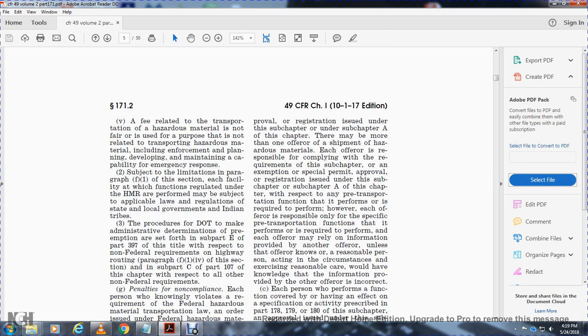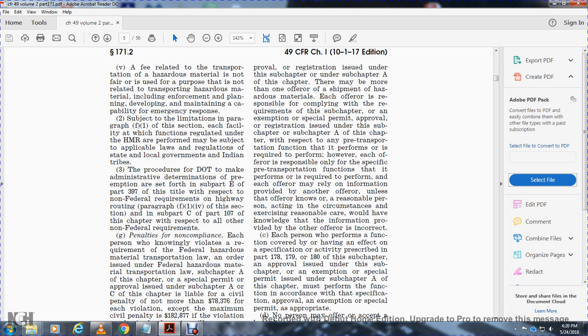Functions related to the transportation of hazardous material are not favored for the purpose of functions not related to the transportation of hazardous material, including the enforcement of the planning, development, and maintaining of the capability of emergency response, subject to the limitation in paragraph (f)(1) of this section. Facility functions regulated with the hazardous material may be subject to applicable law and regulation of state, local governments, and Indian tribes. The Department may make administrative determinations of preemption as set forth in Subpart E, with Part 397 of this title, with respect to non-federal requirements for highway routes.